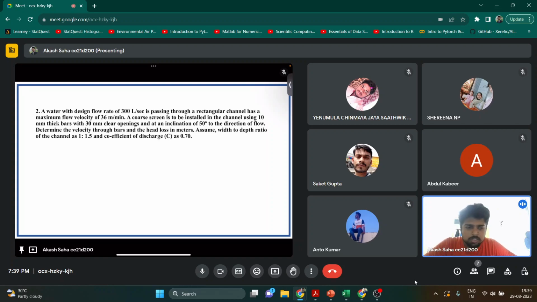You have to find the velocity through the bars and the head loss like we did in the previous question. So assume the width to depth ratio of the channel as 1 is to 1.5 and the coefficient of discharge as 0.7. So this is my overall problem. Go through it once again. We will solve the problem now. Just for 30 seconds, you can go through the problem.